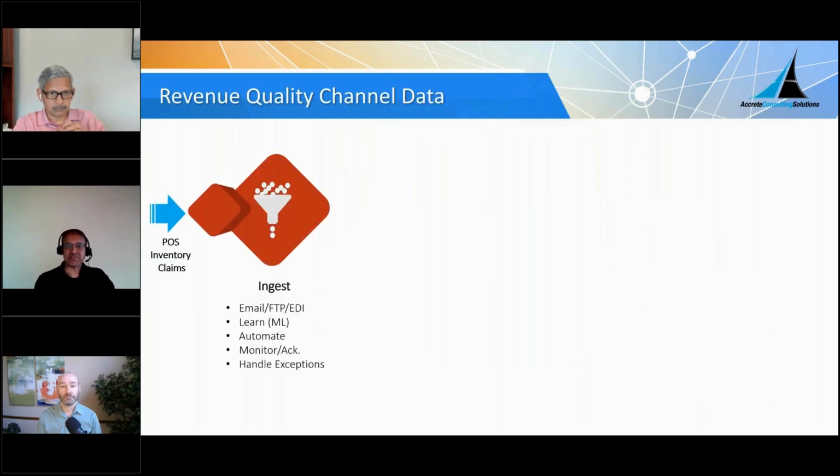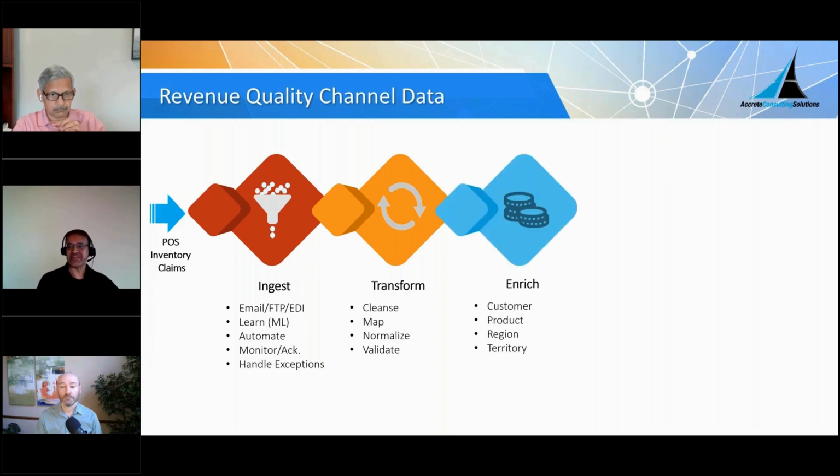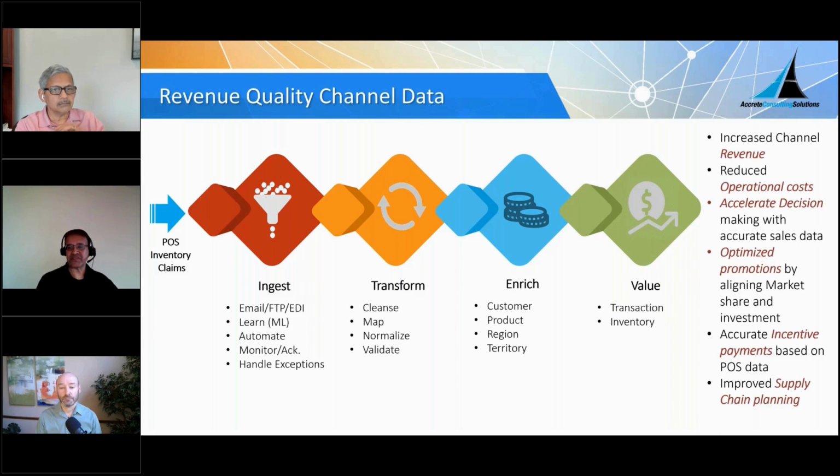So this is what the processing pipeline looks like. It's completely automated. The first phase is ingesting the data, whether it's coming by email or EDI, then it transforms the data into a canonical form, maps it, then normalizes and validates the data. And then it enriches with customer information and product hierarchy, region, territory, and then does an independent valuation. And this whole process is automated in our system. And we're going to demonstrate this as part of the demo later on.